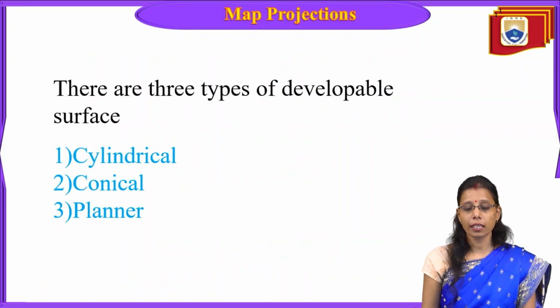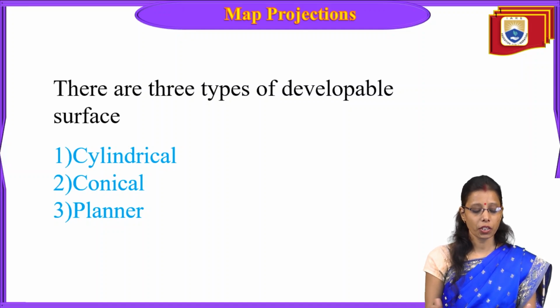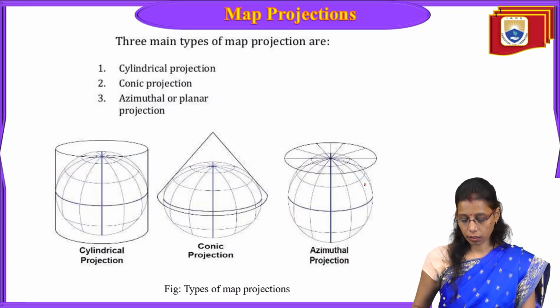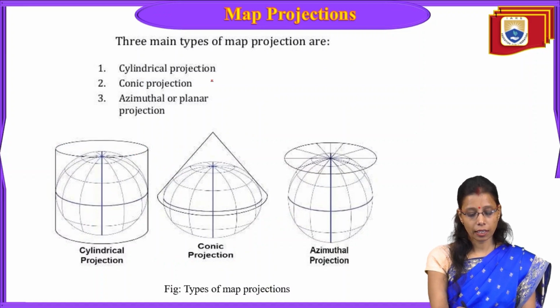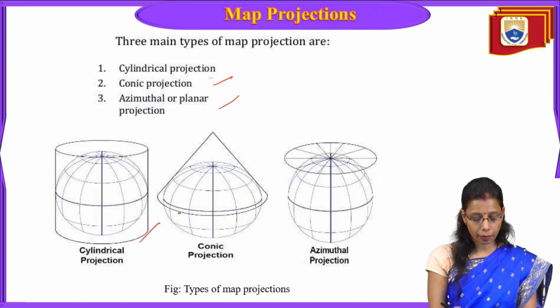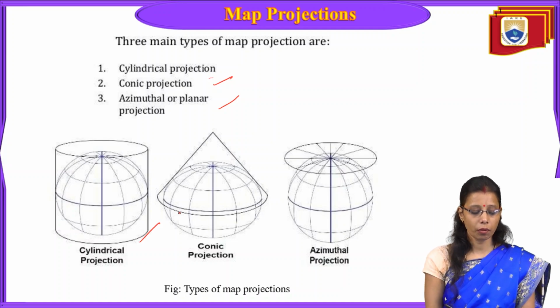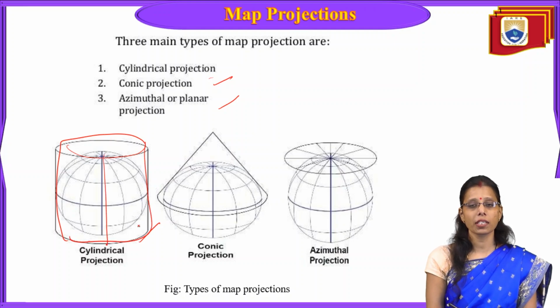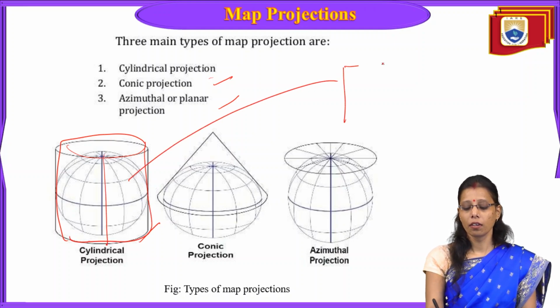There are three types of developable surface used for map projection: cylindrical, conical, and planar. Planar is also known as azimuthal projection. Now let us see in detail. Cylindrical is this; in the previous slide I also told you how it will be. It will be covered like a cylinder from all sides, and we cut it open from one side, and it will be laid down like a flat surface.